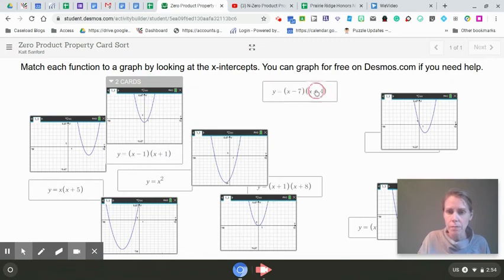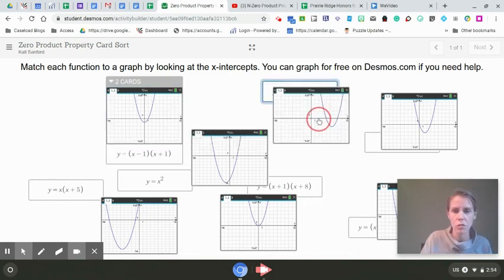So for this one, if I set both of these equal to 0, I have x minus 7 equals 0, so x is +7. And then if I set this equal to 0, that means x is equal to +4. So hopefully you're seeing that it's basically just the opposite of what you've been given. So I'm looking for a graph where the x-intercept is +7 and +4. So if I look here, I'm not seeing it. Oops, it might be this one. So it hits at 1, 2, 3, 4, and it hits at 7. So I'm going to match those two together.